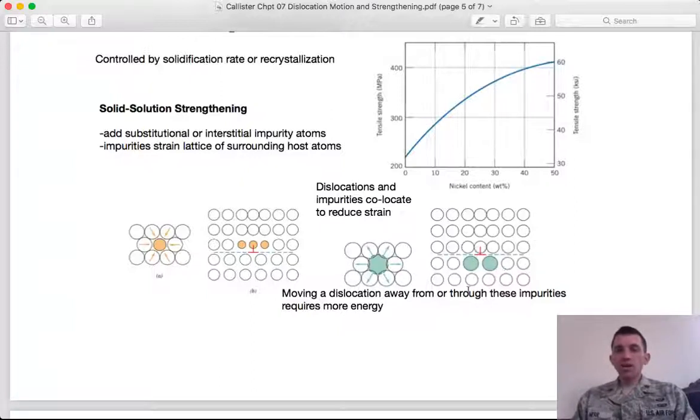Well, it has found a little energy well, there's a little reduction in energy of the system by sitting right here, right? And so to move that away from that spot, I'm going to have to increase the energy of the situation, right? And that takes more input, more stress to move that dislocation. So adding these impurity atoms strengthens the material because it makes it harder for these dislocations to move.